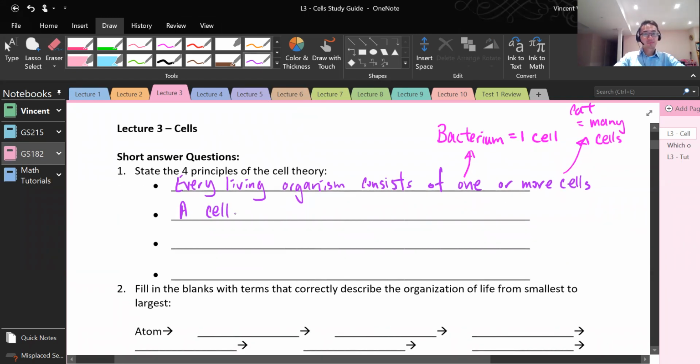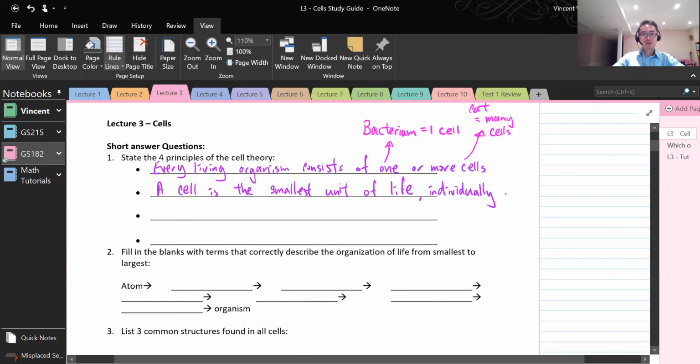A cell is the smallest unit of life. Okay. Individually alive as part of a multicellular organism.